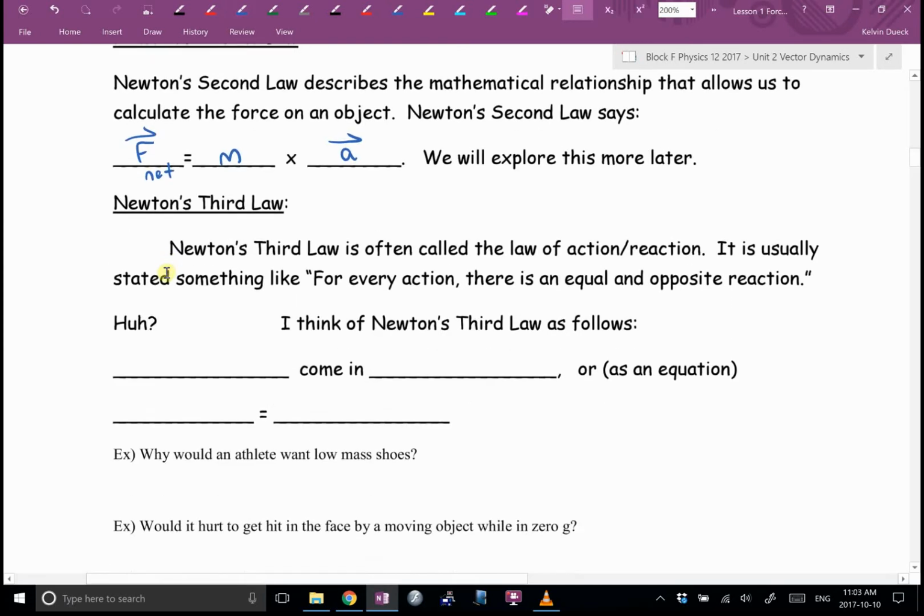Newton's third law. It's often called the law of action-reaction. It's usually stated something like, for every action there is an equal and opposite reaction. How did I phrase it last year? Forces come in pairs. If I want to write it as an equation, the force of object A on object B is the same but opposite, negative, the force of object B on object A.